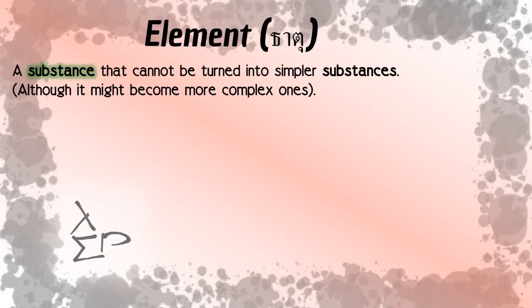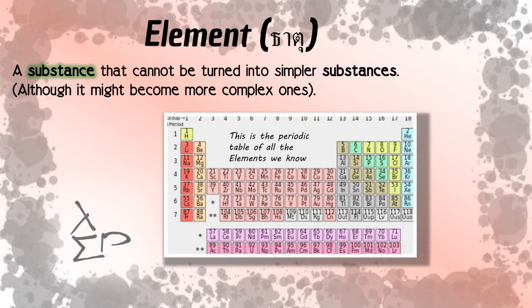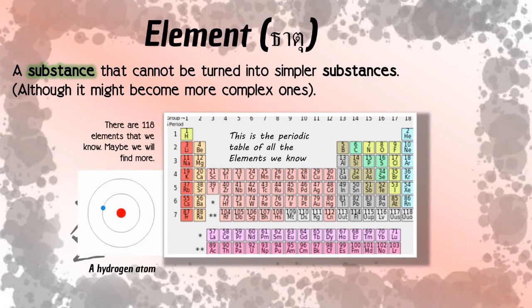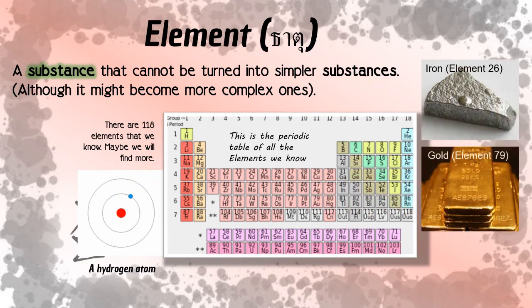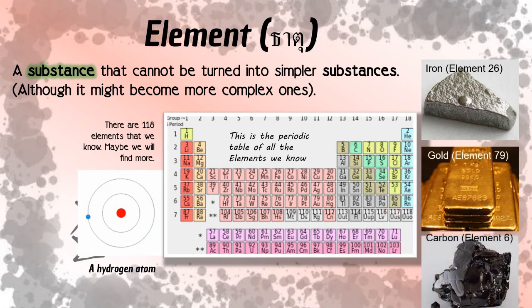Element. An element is a substance that cannot be turned into simpler substances, although it might become more complex ones. The simplest element is hydrogen, which is made of just one proton and one electron. All of the other elements are bigger, with more protons, electrons, and neutrons. And they are all arranged into the periodic table, which arranges all of the elements we know in groups according to how they react.